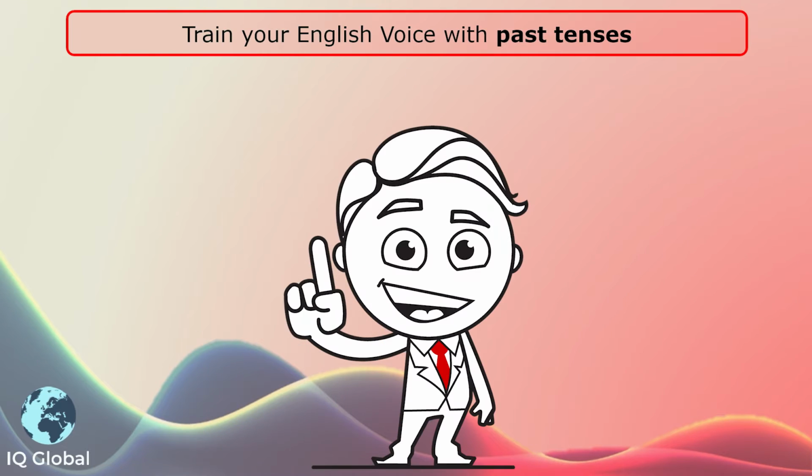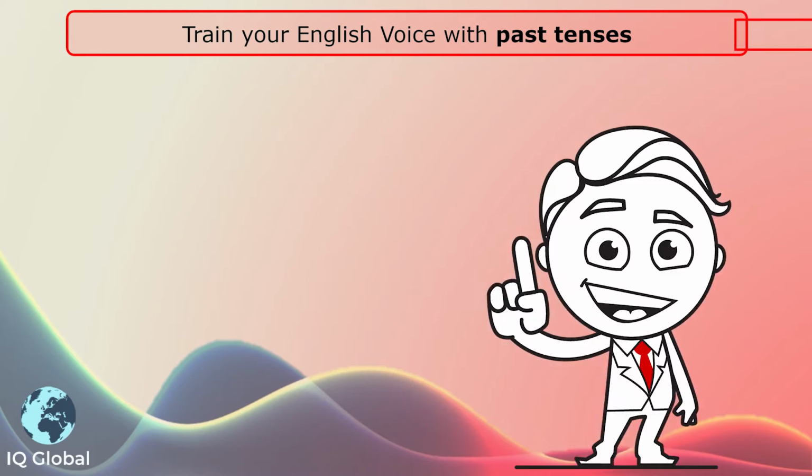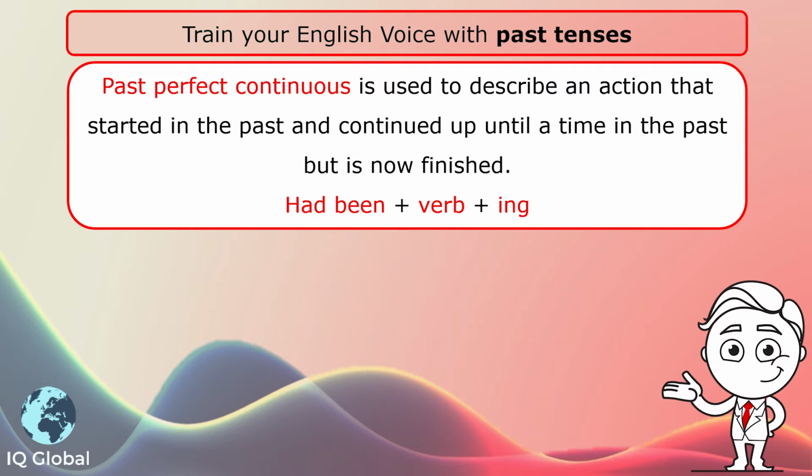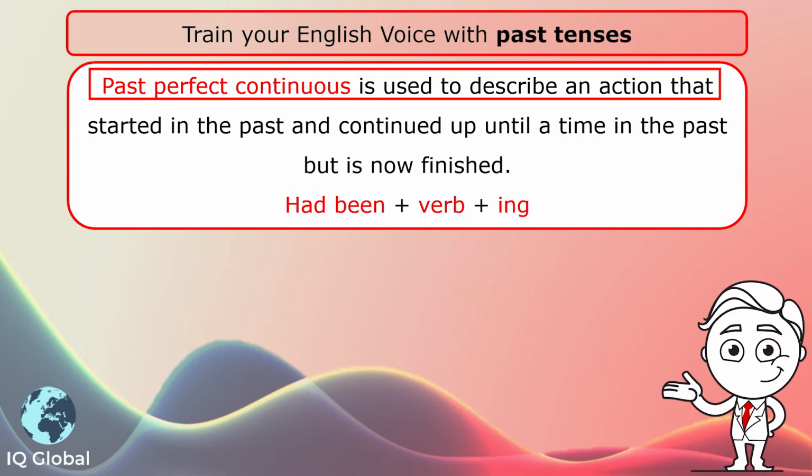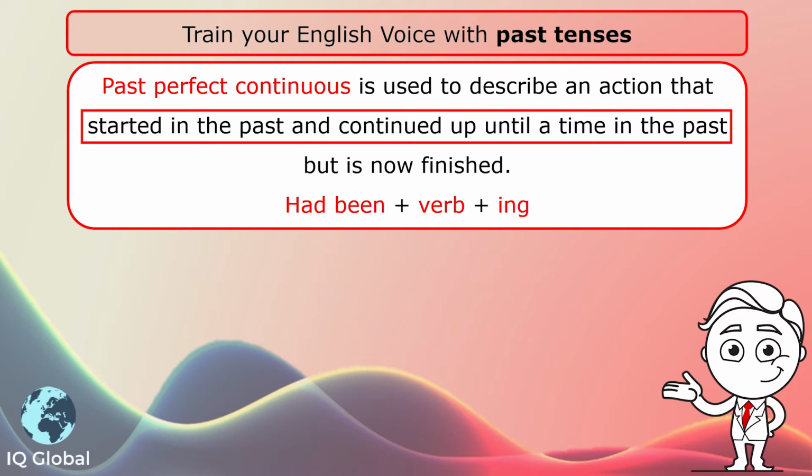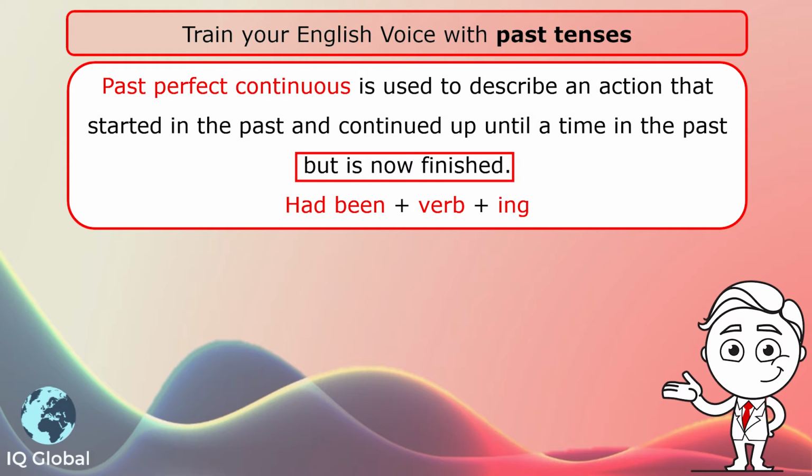In this section of grammar, we are going to learn to use 3 different types of past tenses. The first one, the past perfect continuous. We use this to describe an action that started in the past and continued up until a time in the past, but is now finished.